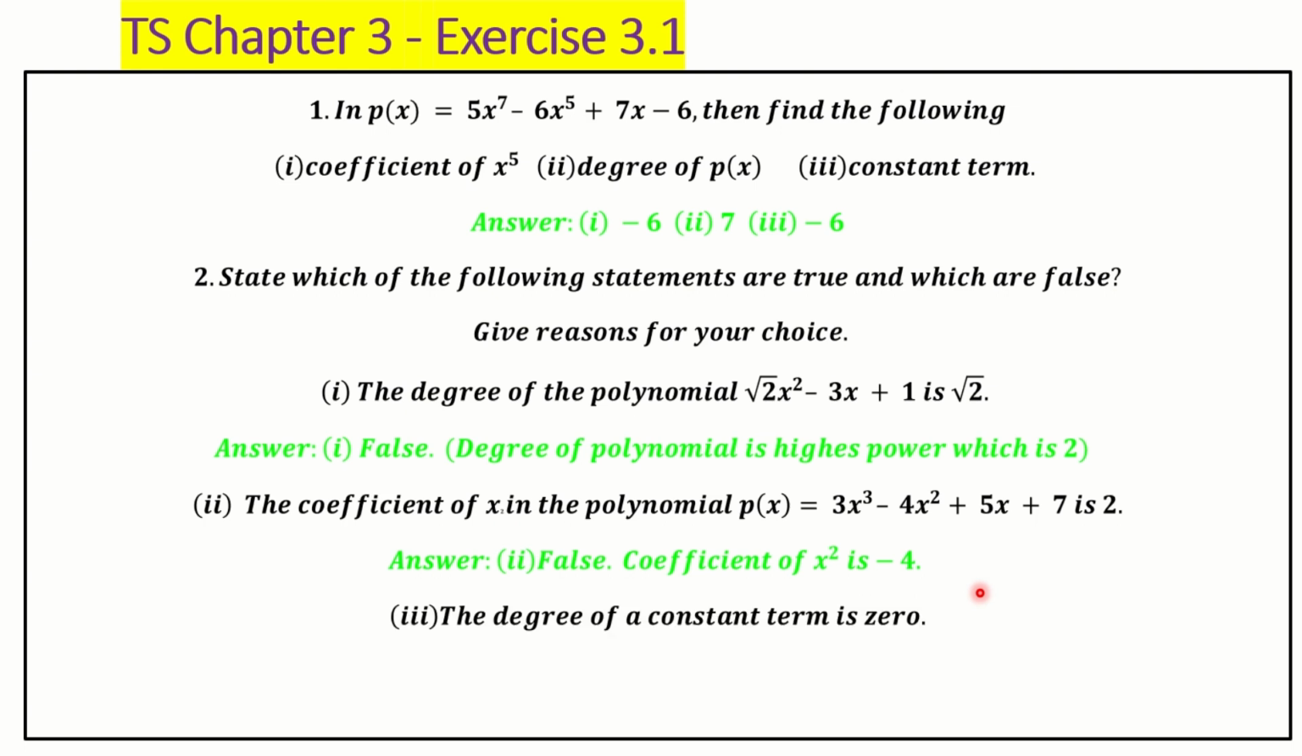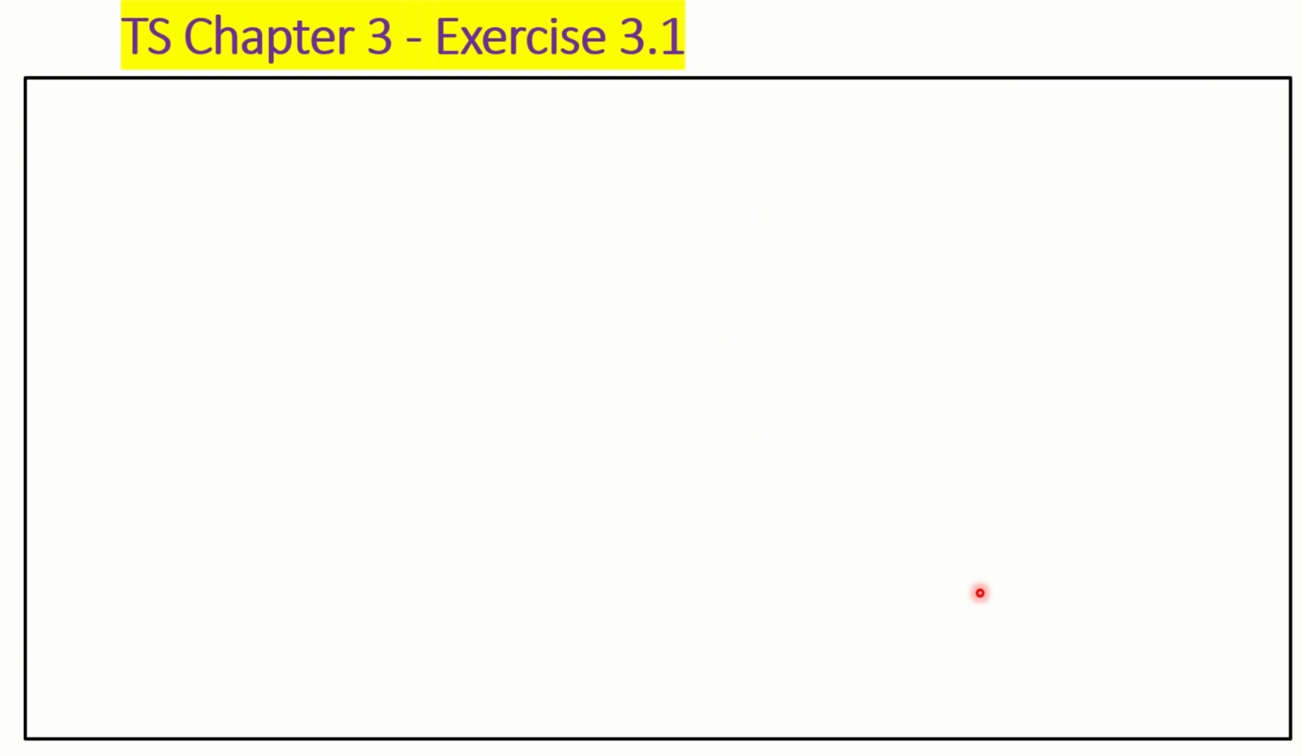Degree of constant term is 0. Yeah, that's true. Constant term is always k. If you take k x power 0, you call it, right? So 0 is the constant term degree. Okay. Next.